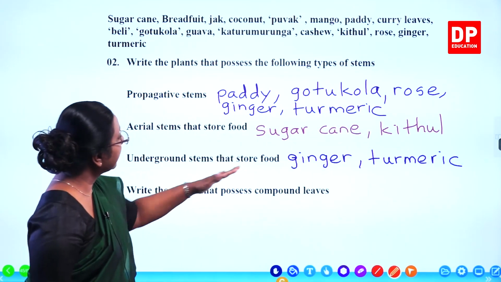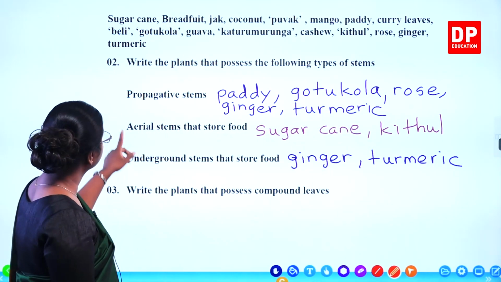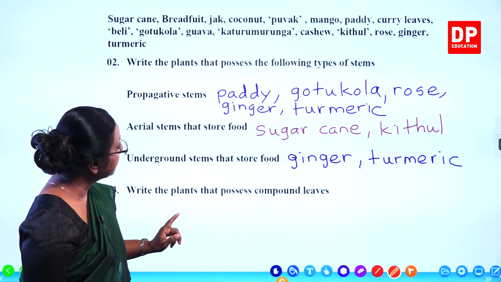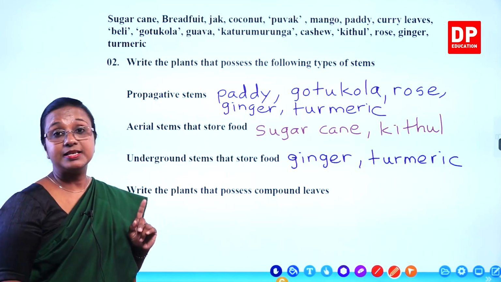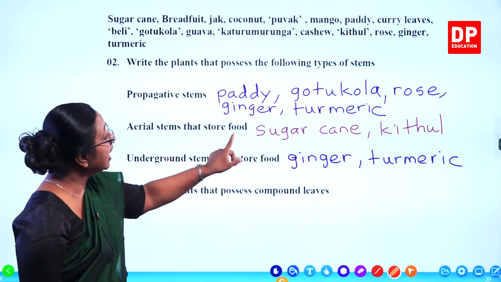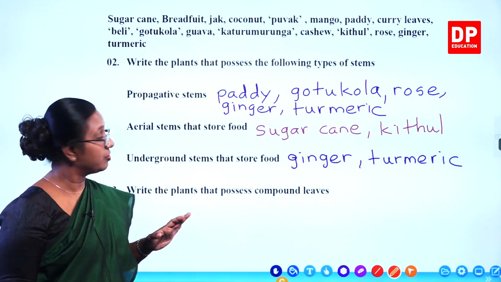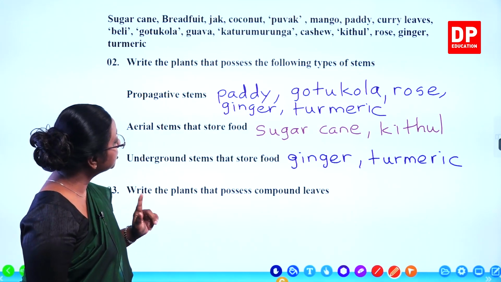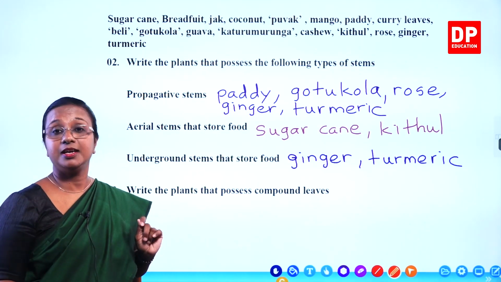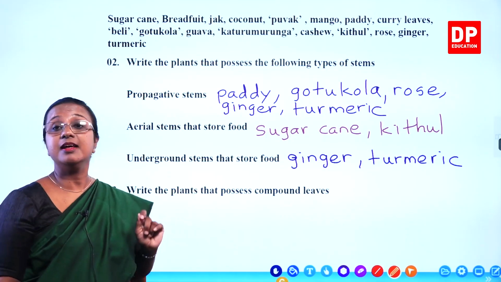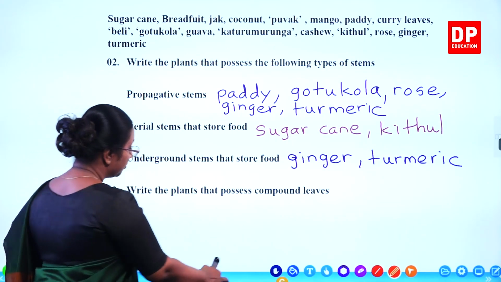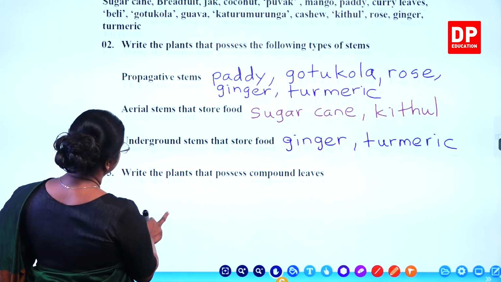So now we have written all the examples here. Propagative stems: paddy by suckers, gotukola by runner or stolon, rose by stem cutting, ginger and turmeric by underground stems. Aerial stems that store food: sugarcane and kithul. And underground stems that store food: ginger and turmeric. Then I will move on to the next question.